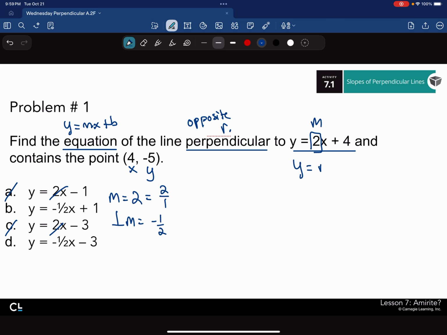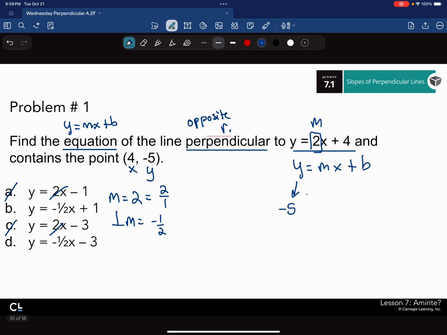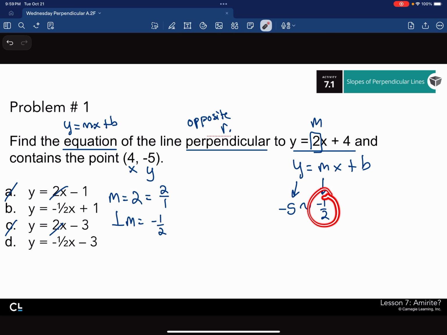Now we can start plugging into our equation. Y equals mx plus b. Instead of y, I'm going to put negative 5. Where did I get that negative 5 from for my y? I got it from the y value of the point. Then I'm going to put a tilde. And instead of m, I'm going to put negative 1/2. And I got this negative 1/2 from my perpendicular slope. This symbol right here means perpendicular, and then that means slope still.